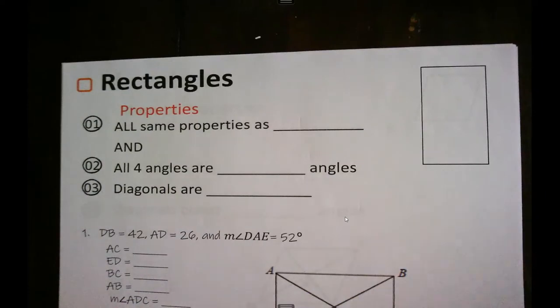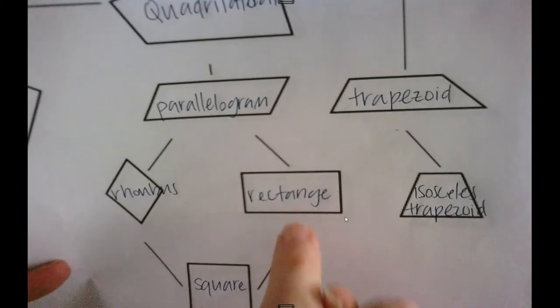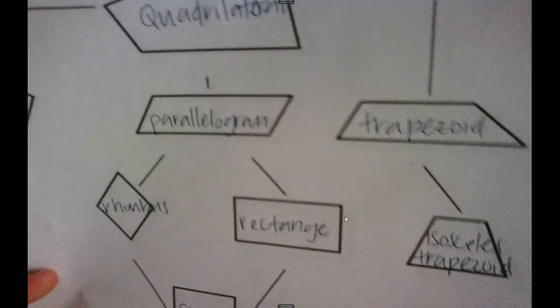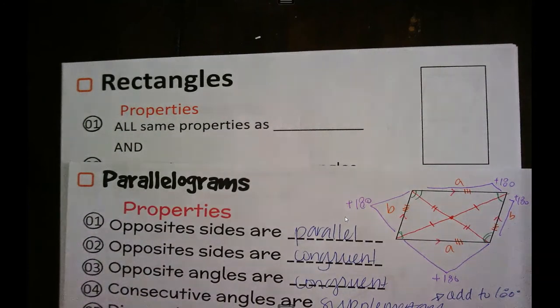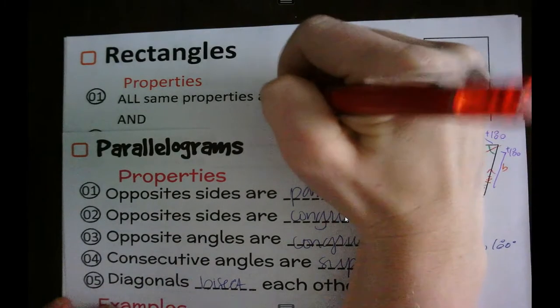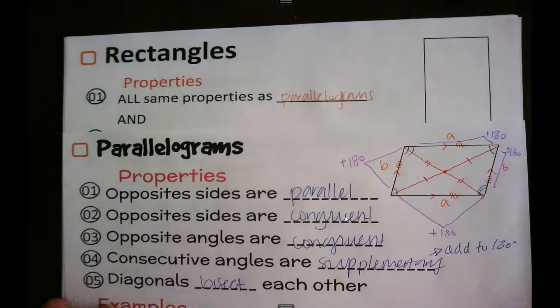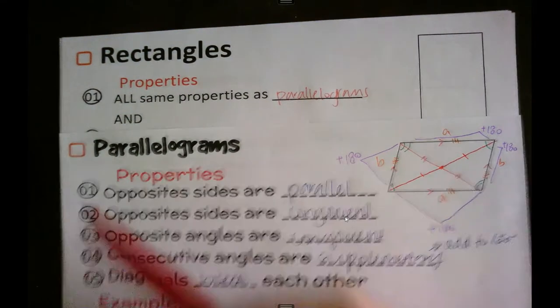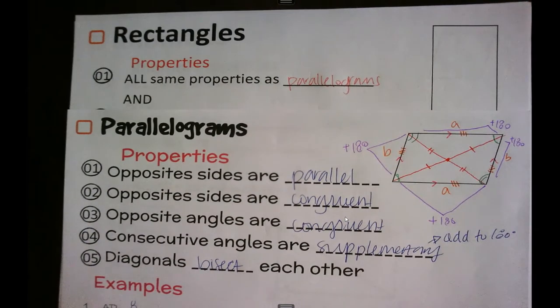All right, rectangles. So remember on our family tree, the rectangle's dad is the parallelogram. So that means that rectangles are going to have all the same properties as our parallelogram. I didn't list them all out here again, but all 5 of these apply to our rectangles as well.